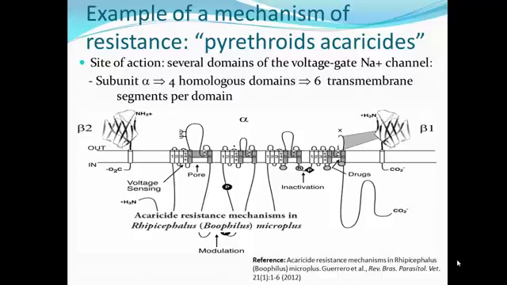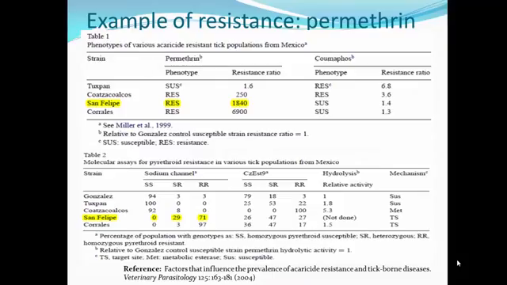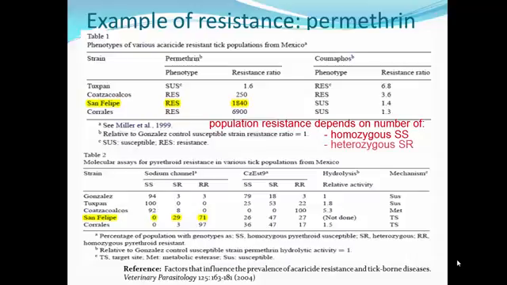Consequently, the phenotypic effect of each mutation differs quite a bit in terms of the degree of resistance, and you can read more about this in the reference that I'm providing here at the bottom of this slide. Now, obviously, when we look at the entire population of ticks in any one farm, the degree of resistance will depend on how many individuals you have that are homozygous susceptible, heterozygous, that is with one allele, both susceptible and resistant, and homozygous for both resistant alleles.